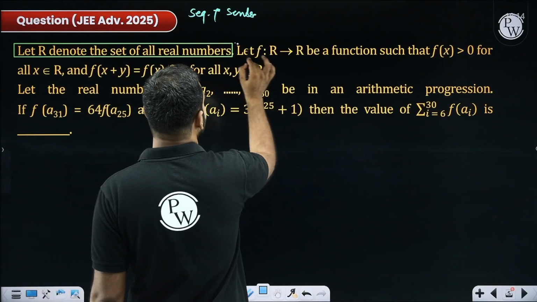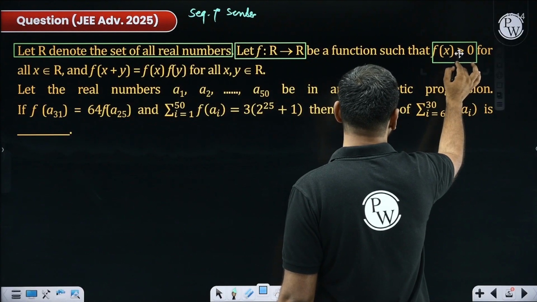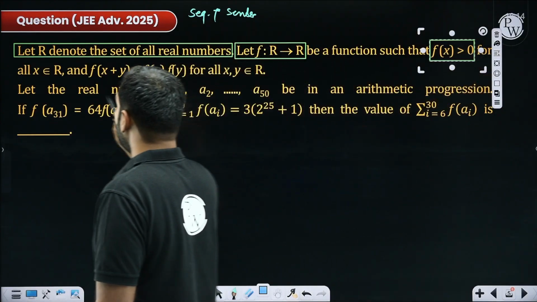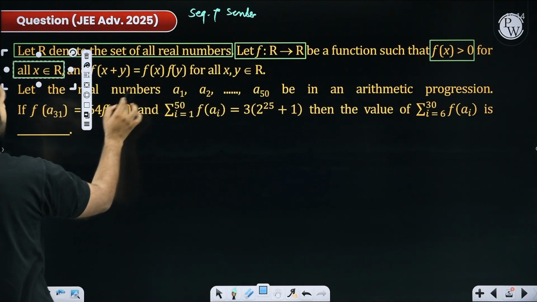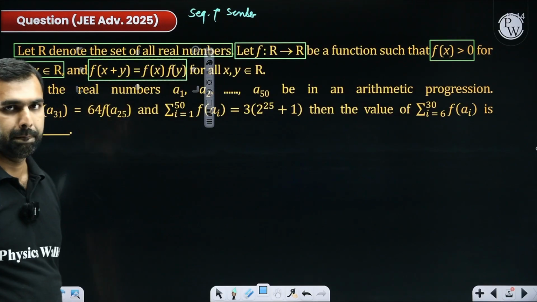So this function gives you f from R to R. It is a function such that f of x is always positive. Okay, f of x is said to be always positive for all x which are real, and they are telling you that f of x plus y is equals to f of x into f of y.